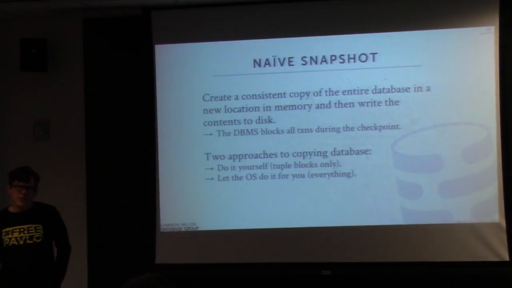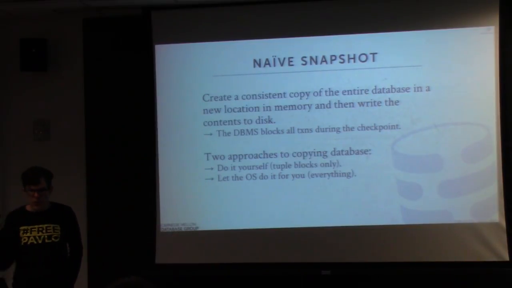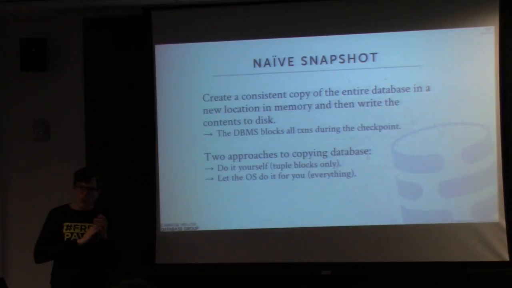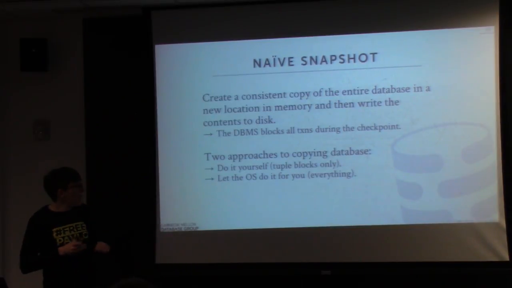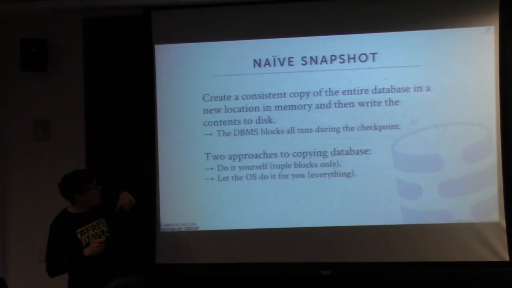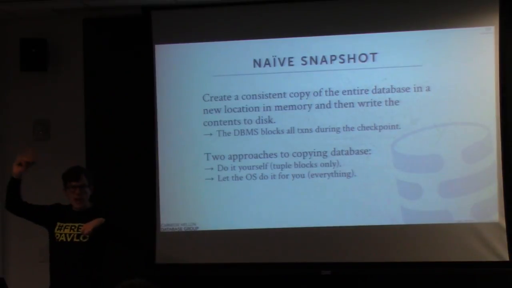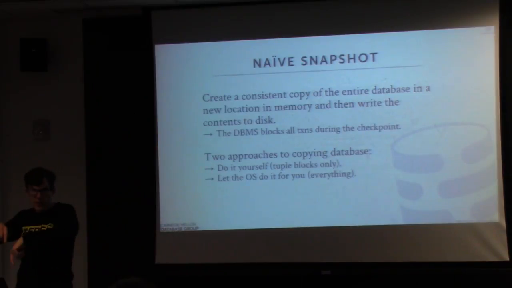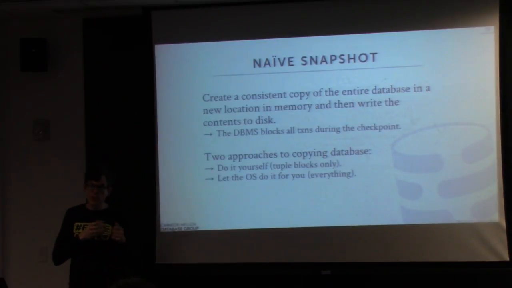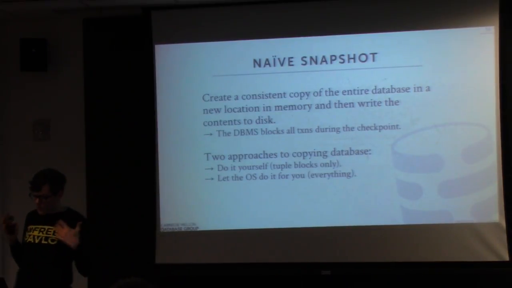So naive snapshots is the easiest way to do a checkpoint. Basically, you quiesce all the worker threads in the system to prevent them from executing any new transactions. You basically say, stop doing any work, finish the transactions you have going on, but don't take any new ones yet. Then once you know all your threads are blocked, the database system takes a checkpoint, making a copy of the entire database into some new location in memory. Then you can have another thread write out the contents of that new location in memory to disk, and you can allow the other threads to process transactions while you're writing this out. Like I said, it's the simplest thing you can do.